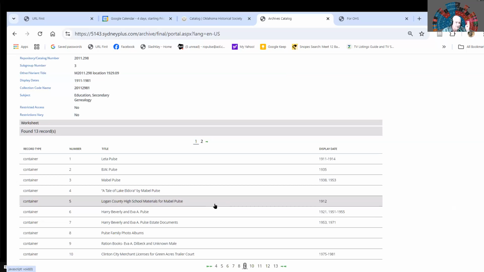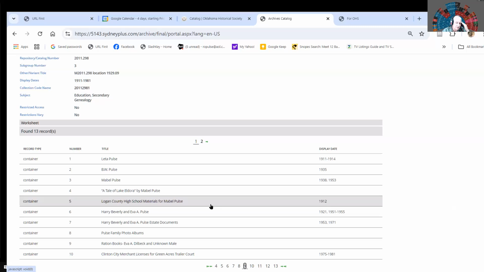This is the Logan County High School materials for Mabel Pulse. 1911, Mabel was on the group that did the annual report for the Logan County High School. And this is all the material she collected there. One of the things that's in there that's very interesting is the documentation for Kingfisher and their high school graduation. It lists all their graduates.